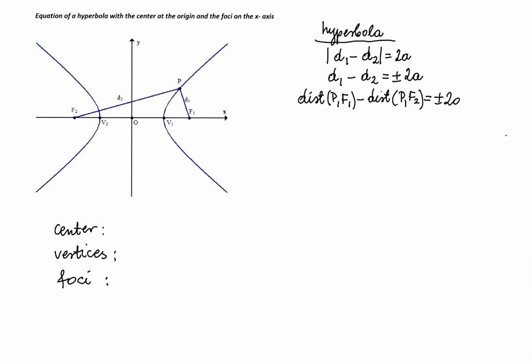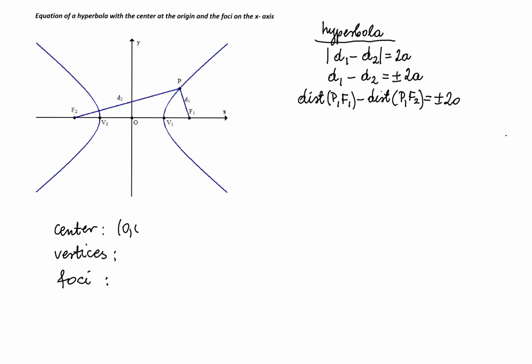Suppose a hyperbola is positioned in such a way that its center is at the origin of the coordinate system and the foci are on the x-axis. We will develop here the equation of such a hyperbola. Let's first notice that the transverse axis is the axis going through the foci and the center, and the vertices are also on that axis, and the conjugate axis is going to be the y-axis.